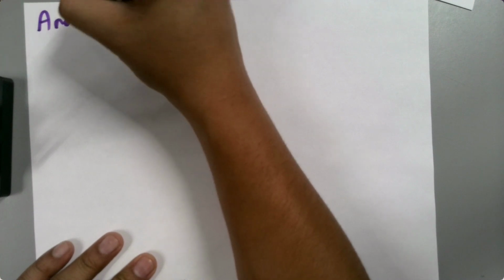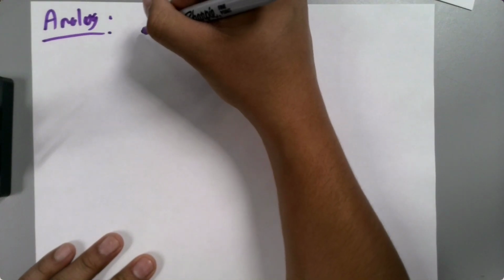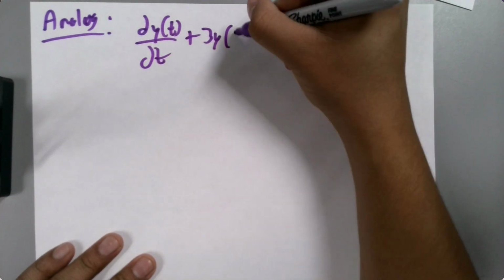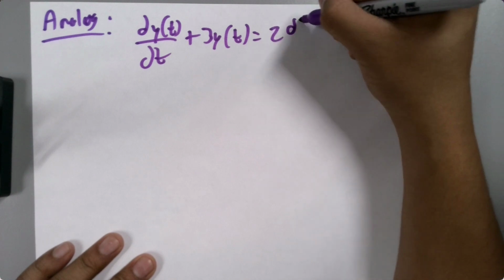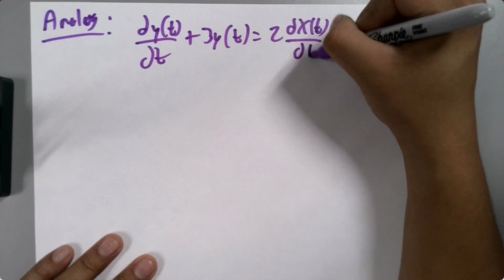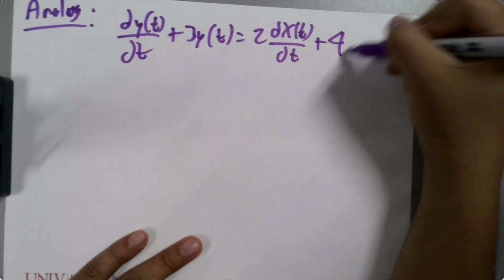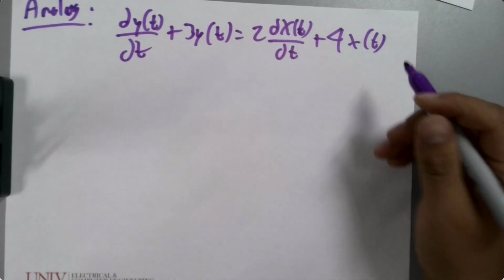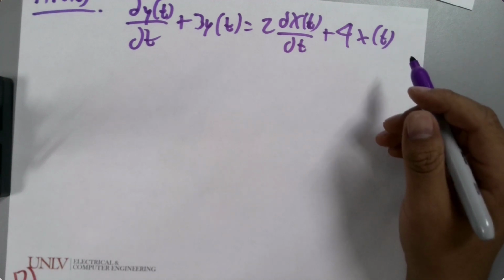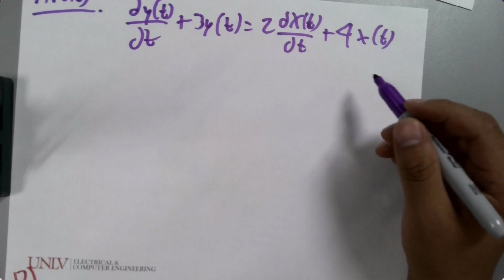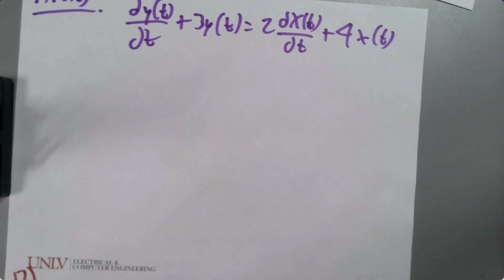Analog. So dy(t)/dt plus 3y(t) is equal to 2 dx(t)/dt plus 4x(t), okay? So solve for the zero state response of the system, all right? So actually, is that what I asked for? Yes. Actually, you asked for the total response.